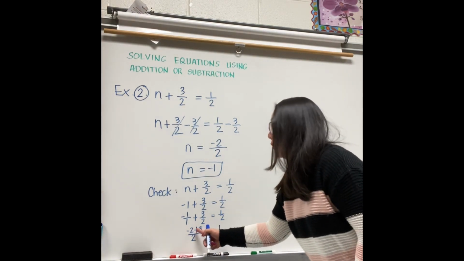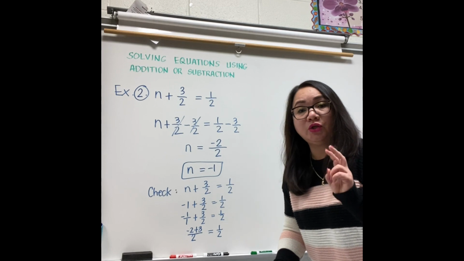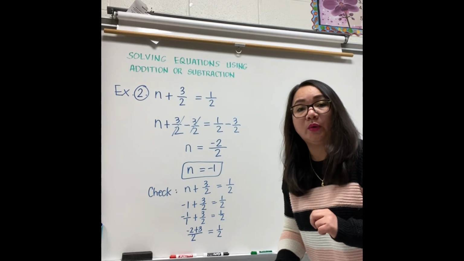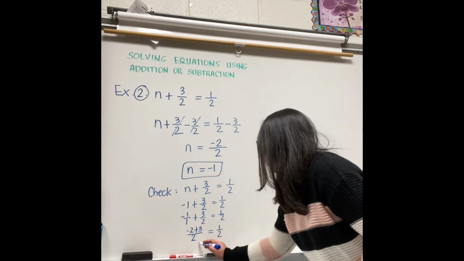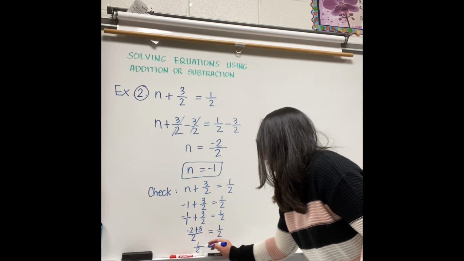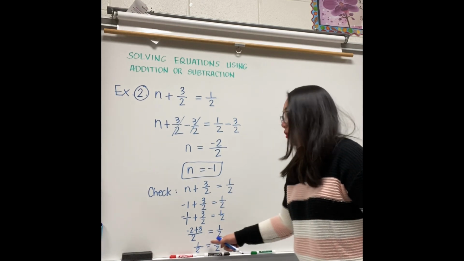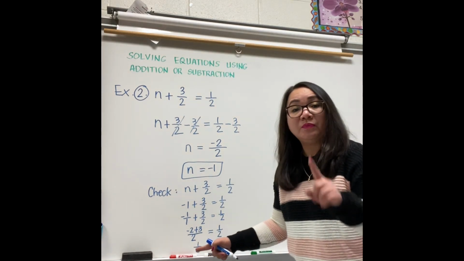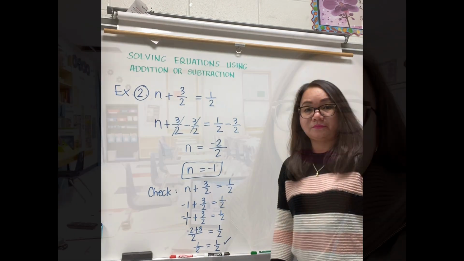Now -2 plus 3 will give you 1, because when you do different signs, you will subtract the absolute values. So -2 plus 3 is 1. Keep your denominator, which will give you 1 half. So we have the same answer on both sides of the equation. That means your answer is correct.